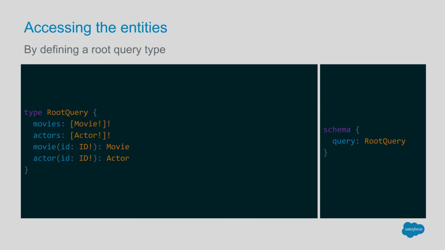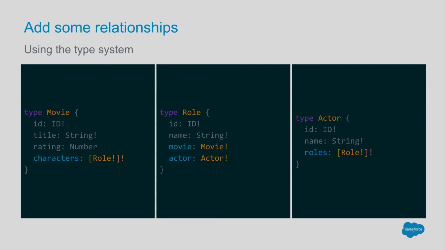Now that we have our nodes living in our graph, we have to connect them and create a relationship. And this is done as well via the type system. So the movie is linked to the role via a character list, and also the role is connecting to both the movie and the actor as well.